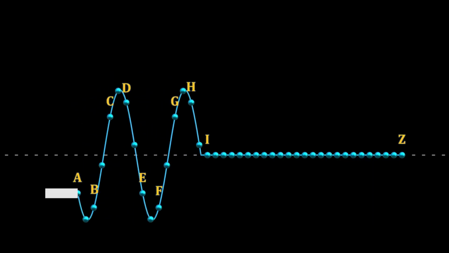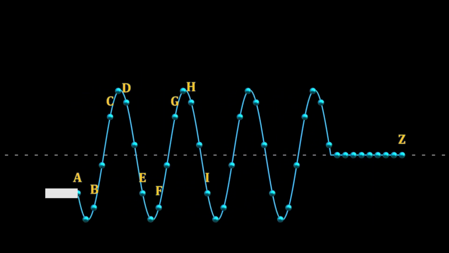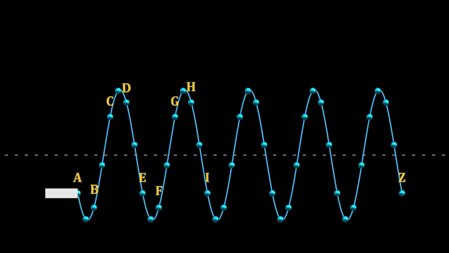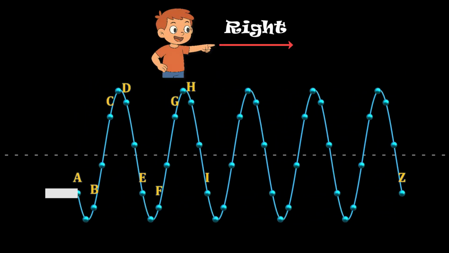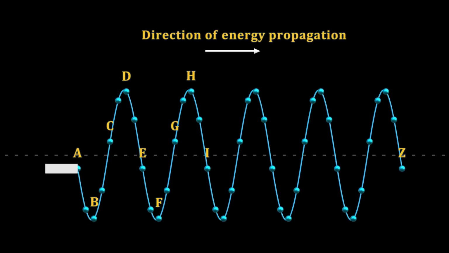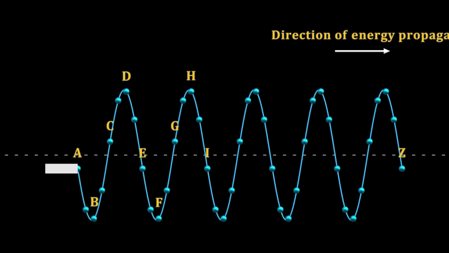If we look at the wave on the rope, we can see that the shape of the rope is shifting to the right. The direction in which the shape is shifting is referred to as the direction of energy propagation.